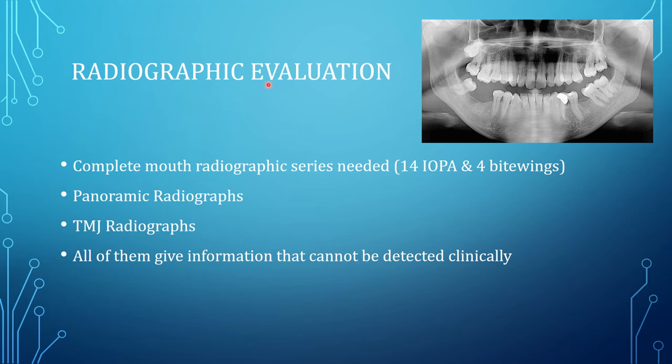Coming to the radiographic evaluation, a complete mouth radiograph series is needed: 14 IOPA or 4 bite wings. Or just take an OPG, which is better. A panoramic radiograph obviously is better. TMJ radiographs: if you feel a clicking sound or some issue on palpation, then you can do it. All of them give information that cannot be detected clinically, so definitely you need an OPG or an IOPA.